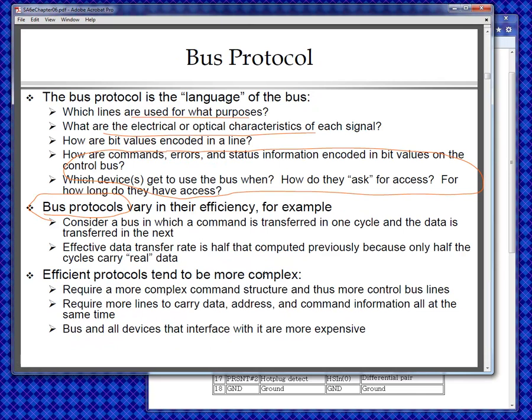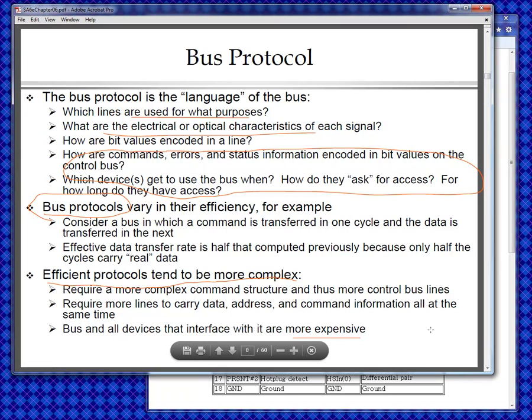More efficient protocols, it may seem somewhat counterintuitive, but more efficient protocols tend to be a little more complex. They typically require a more complex command structure and a larger number of control bus lines. They require more lines to carry data, be that older parallel 32 or 64, or newer independent serial channels running multiples of those. Basically, the more complex the protocol, the more complex is the interface circuitry for devices that attach to it, and of course that makes things more expensive.